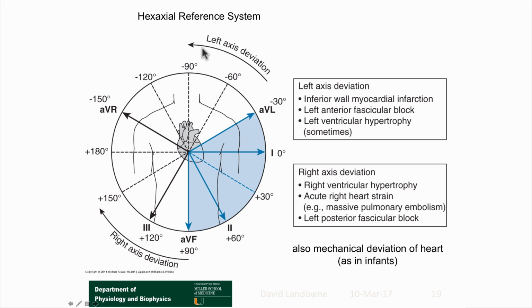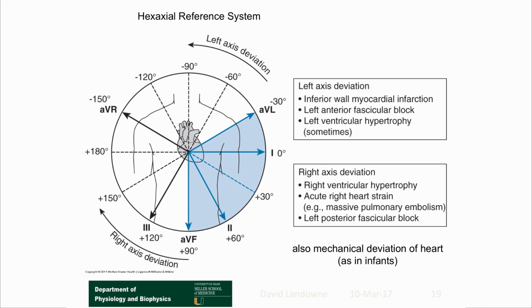then you would look to see if these were some of the causes. It could be an inferior wall myocardial infarction, a left anterior fascicular block, or left ventricular hypertrophy. On the other hand, if we had a right axis deviation, we would have these other possibilities as problems that are causing it.